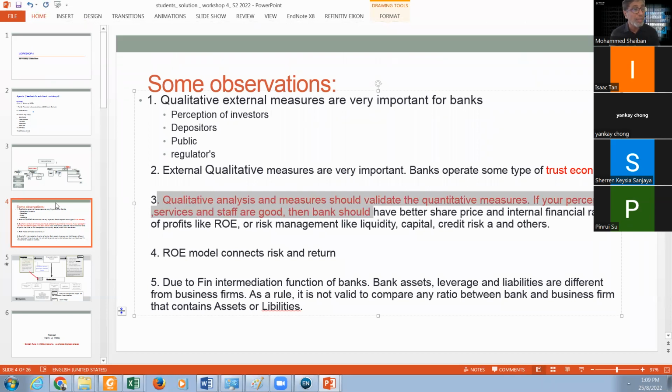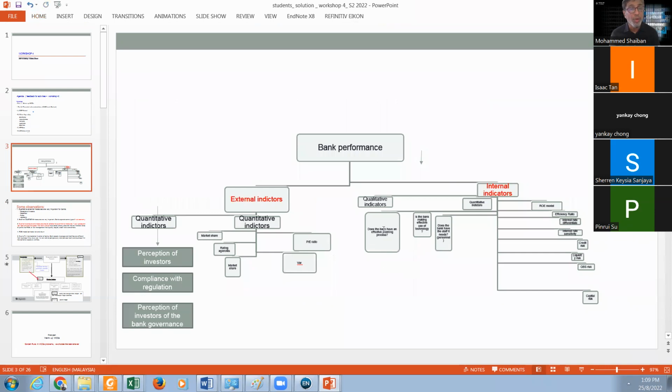So that is validation, which means if you have good products internally, good planning, good staff, if the perception about you is okay and the regulators are happy with you, all of those issues should be reflected in the share price, the market share, what we call the earnings, and also in the financial ratios, the ROE ratios, and the other ratios.